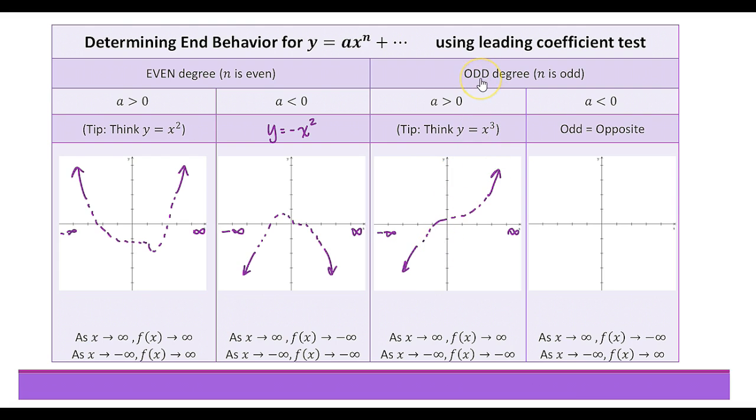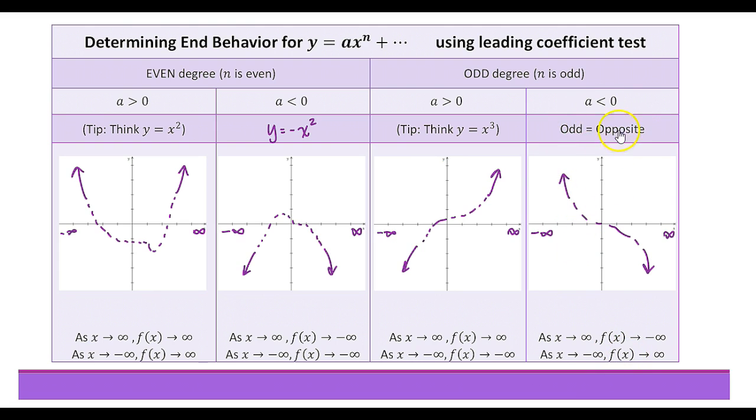In general, we know what happens in the middle of x cubed. But for any odd degree polynomial with a positive leading coefficient, the right side points up and the left side points down. And if a, that leading coefficient, is negative, then of course we reflect it. So the left side points up and the right side points down. So as x goes to positive infinity, the y values, f of x, go to negative infinity, and as x goes to negative infinity, f of x goes to positive infinity.